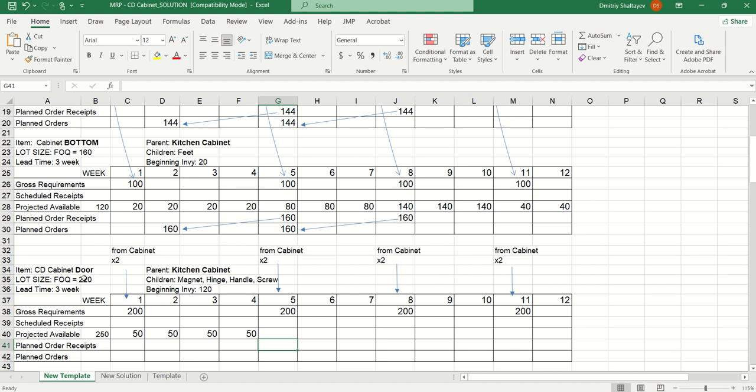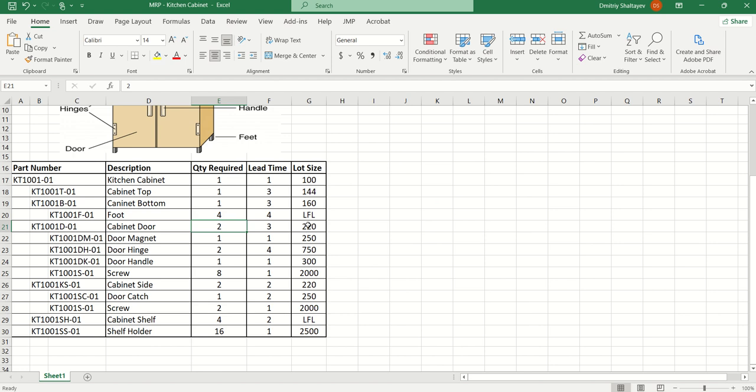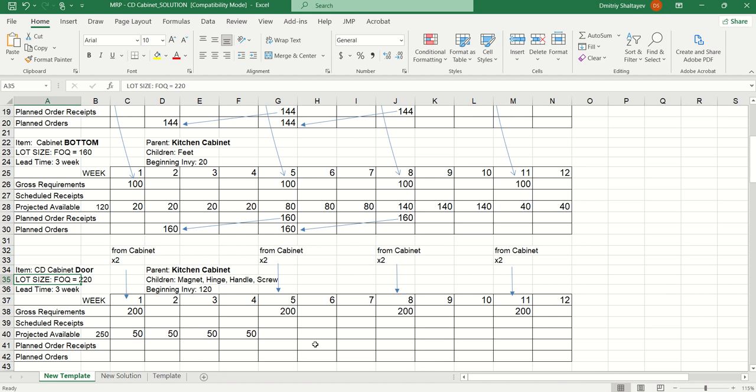Okay, so in week number 5, I do not have enough. So I'm planning to receive 220, that's my fixed ordering quantity, right? And just to verify that I have it right, yeah, 220 according to my bill of materials. Cool. So 220 doors coming in, and the lead time is 3 weeks, which means that to receive them in week number 5, I have to schedule them in week 2, and there you go, 220, and I'm going to just copy paste the arrow right here, just to show the connection.